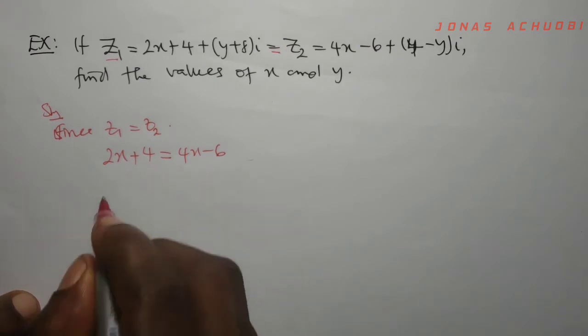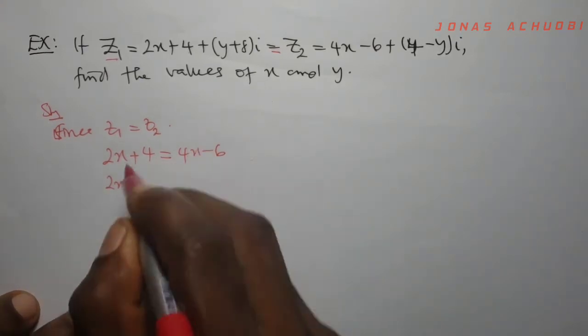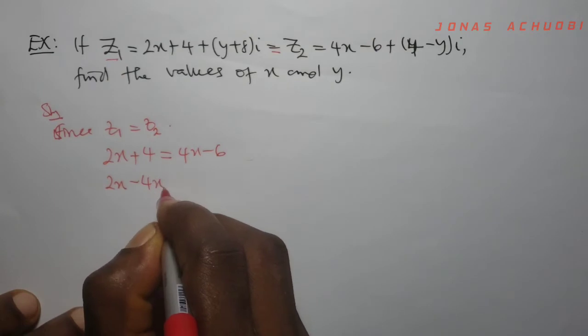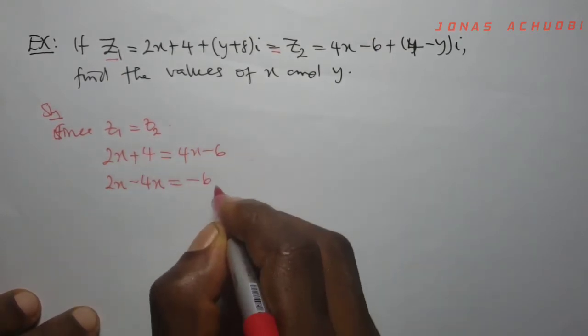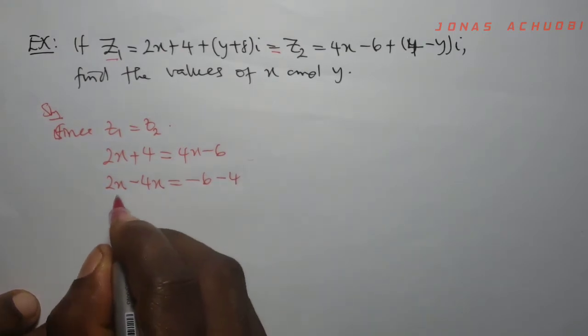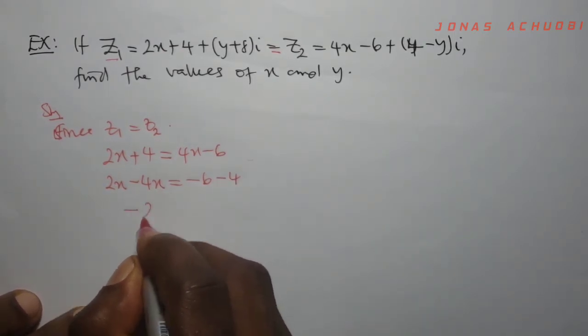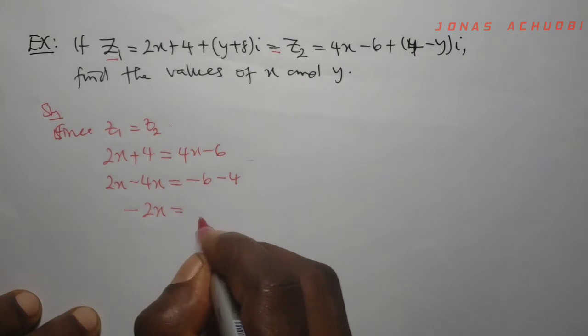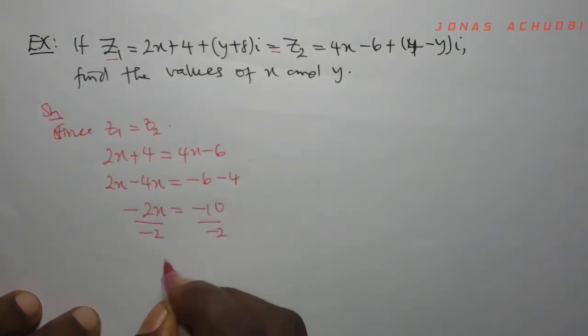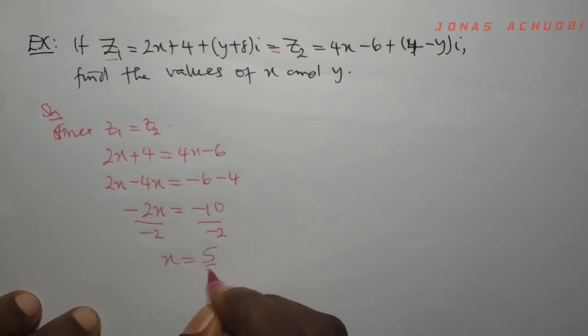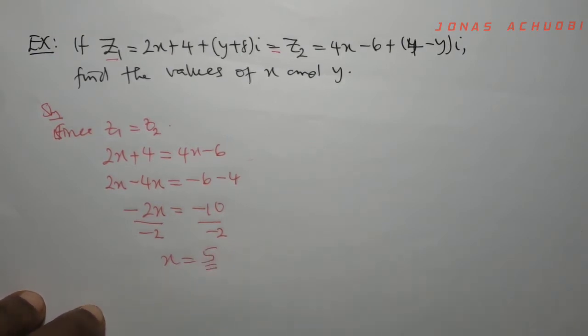So if we take like terms, we're going to have 2x, plus 4 to the left becomes minus 4x, equal to minus 6, plus 4 to the right becomes minus 4. So 2x minus 4x is negative 2x equal to negative 10. If we divide both sides by minus 2, we have that x is equal to 5. So the value of x is 5.